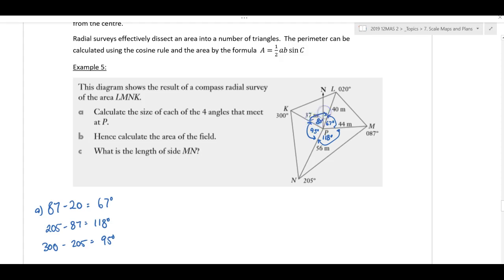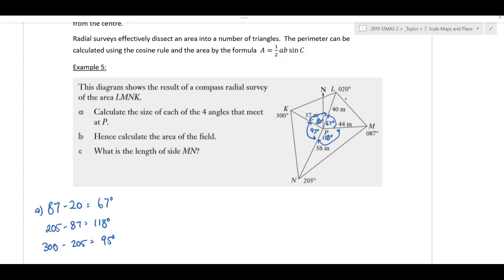But another option would be to add the others together. 67 plus 118 is 185, plus 95 is 280. They've all got to add up to 360. So once I subtract the others, that gives me 80 there as well. That's the tricky one because one of the legs is to the left of the north arrow, and the other leg is to the right of it. Nonetheless, two different methods for calculating those angles.